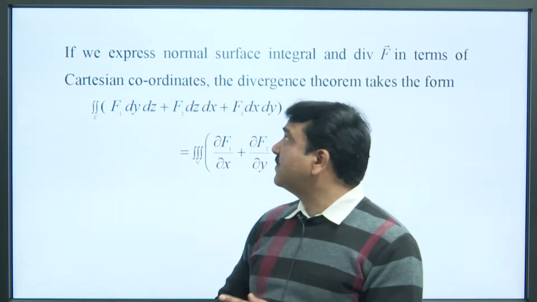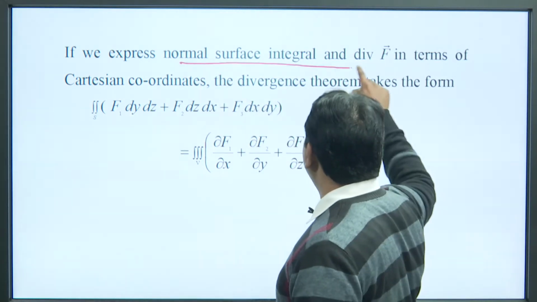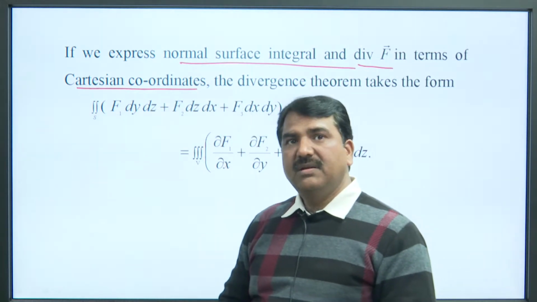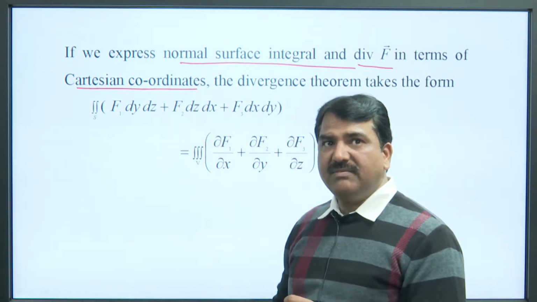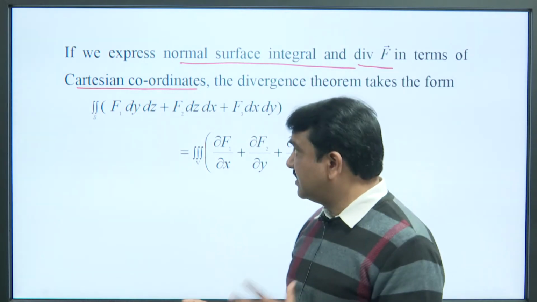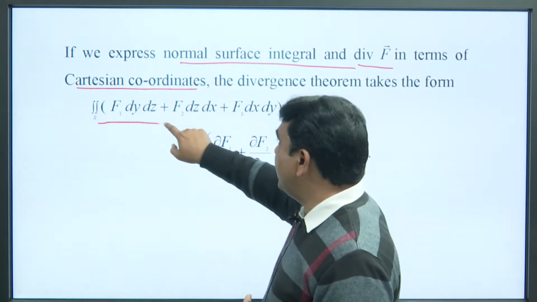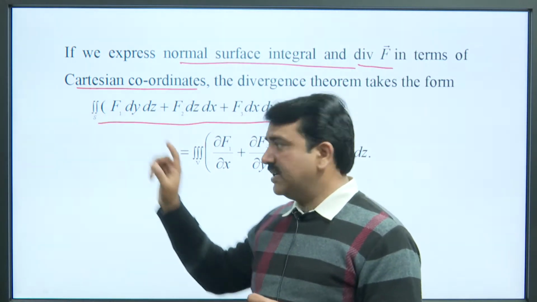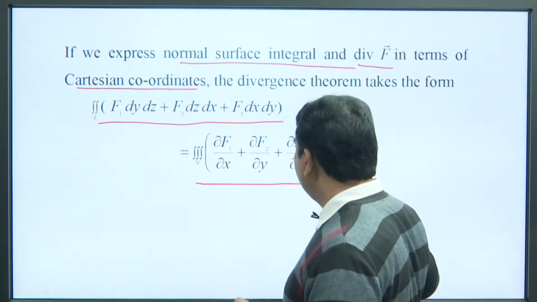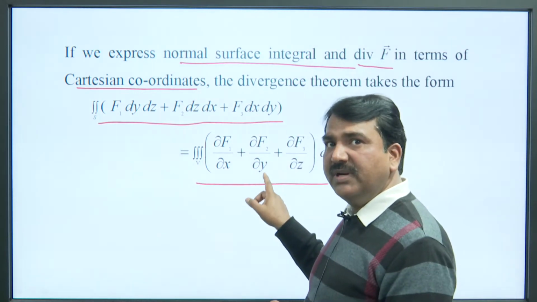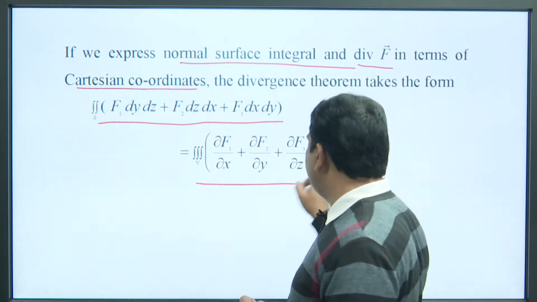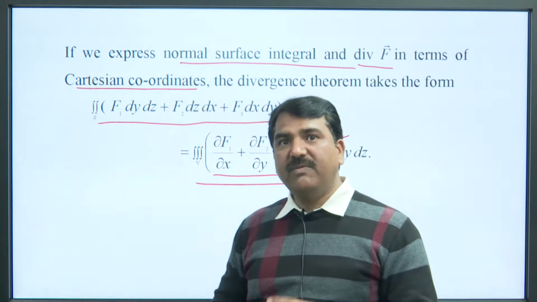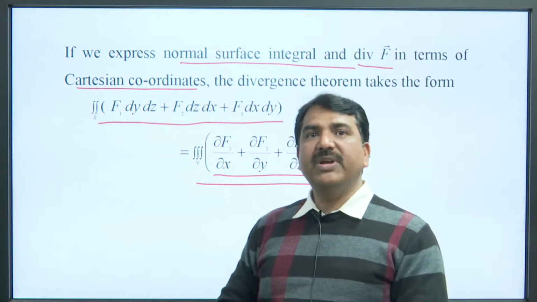Now, if we express the normal surface integral and divergence f in the Cartesian coordinates, then divergence theorem, that is Gauss divergence theorem, takes the form: integral of f1 dy dz plus f2 dz dx plus f3 dx dy over the surface S is equal to triple integral of del f1 by del x plus del f2 by del y plus del f3 by del z over V, dx dy dz. This is the divergence of vector f if vector f is given in component form.